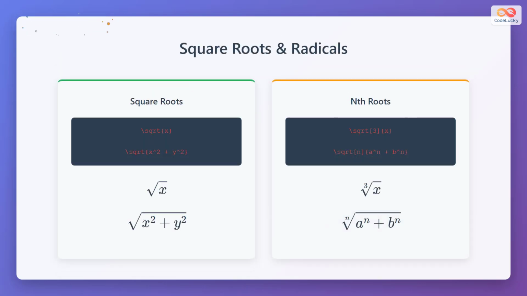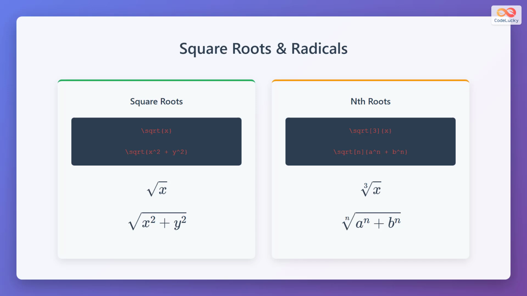In LaTeX, you can create square roots and nth roots. To create a square root, use the command \sqrt{expression}. For example, \sqrt{x} will render the square root of x. The code \sqrt{x^2 + y^2} will render the square root of x squared plus y squared.